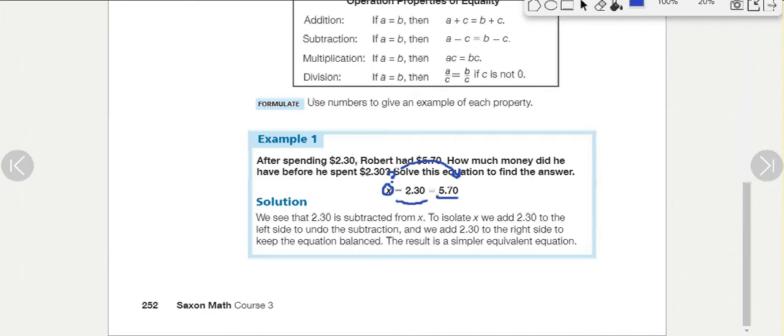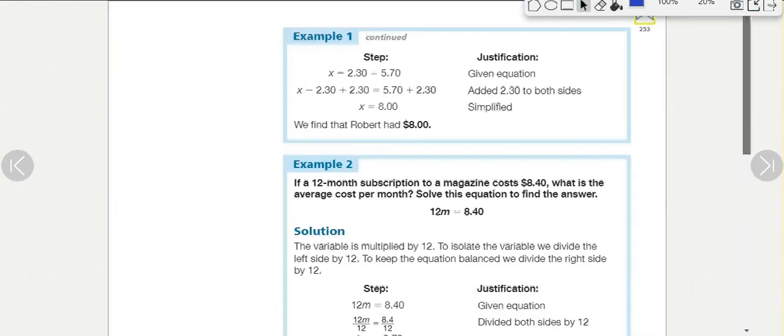I need to add $2.30 to this side so that it's just x. But if I add something to one side, I add it to the other, and now I've got 7 plus $1, $8, equaling just x. Now I know what Robert had before he spent. They show you how they did that there as well.